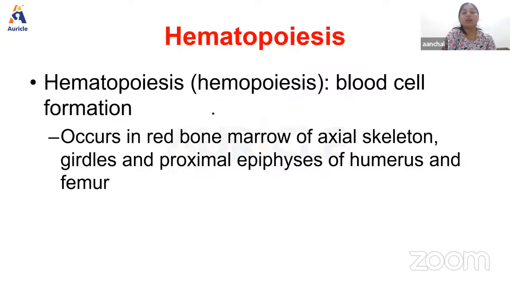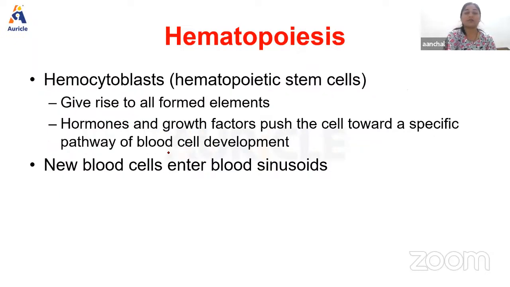Now, hematopoiesis or hemopoiesis. This terminology is used for blood cell formation, and as we know, this occurs in red bone marrow of axial skeletal girdles and proximal epiphyses of the humerus and femur. Okay, so these are the sites of formation of blood cells.